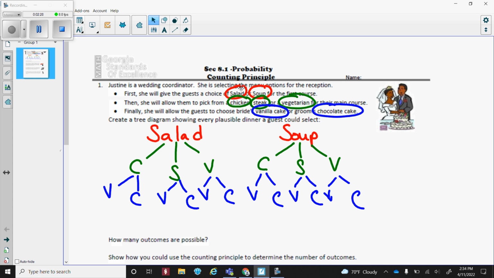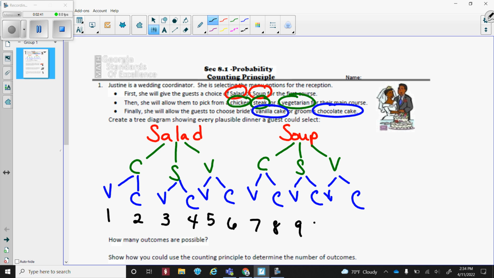We have to count how many of these options are available. So starting off, we have 1, 2, 3, 4, 5, 6, 7, 8, 9, 10, 11, 12 total outcomes. Because there are 12 total outcomes down here at this problem, we're going to write the number 12.